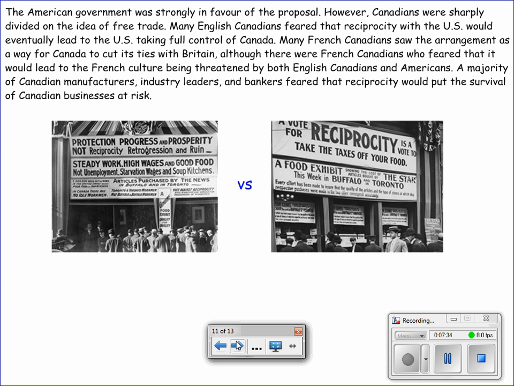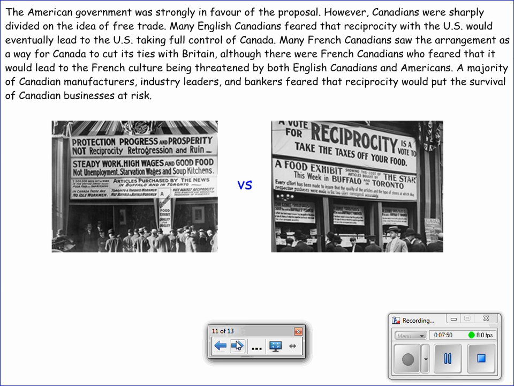The American government was strongly in favor of the proposal. However, Canadians were sharply divided on the idea of free trade. Many English Canadians feared that reciprocity with the U.S. would eventually lead to the U.S. taking full control of Canada.